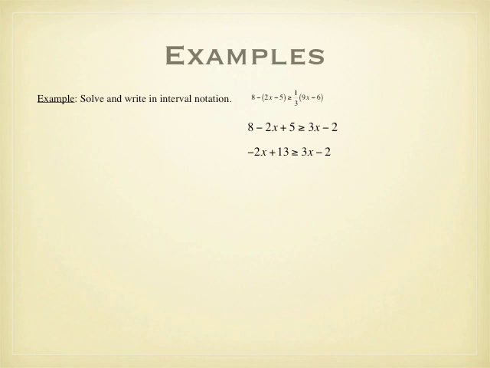I want variables on one side, numbers on the other. So I can subtract 13 from both sides. I get -2x is greater than or equal to 3x minus 15. Subtract 3x from both sides, and I get -5x is greater than or equal to -15. Divide by -5. Now when I divide by -5, is that going to change the inequality?